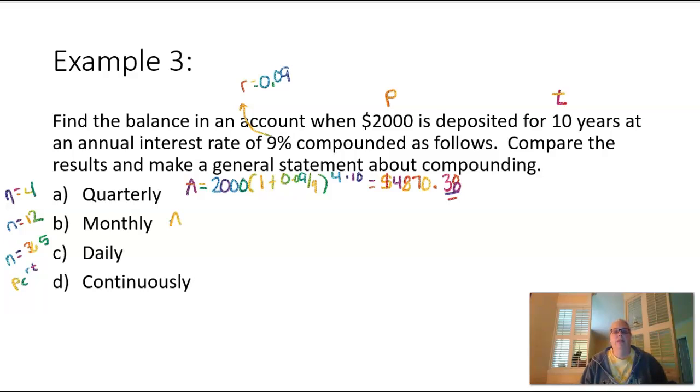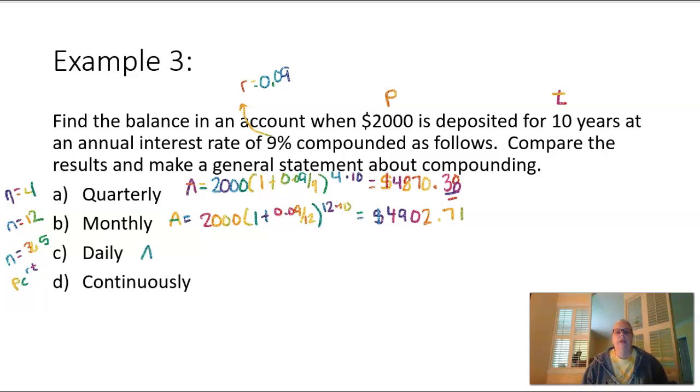Alright, monthly. The amount in the account will be 2,000 times 1 plus 0.09 divided by 12 to the power 12 times 10. Let's see what this is going to give us. This is giving me $4,902.71.